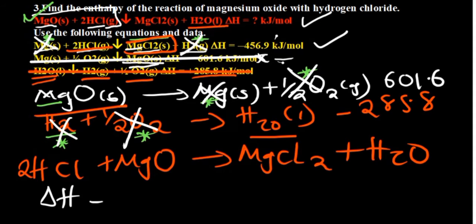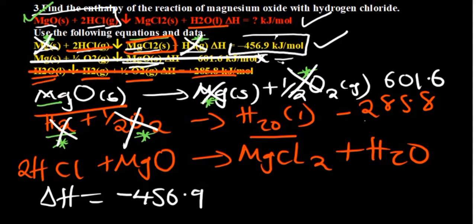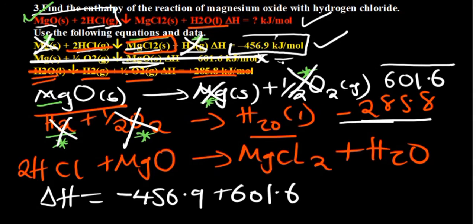So we can now get the piece of information that we came up with. In the first one, it was maintained because we didn't reverse it, so it's negative 456.9. This one, we reversed it, so the sign became positive. This one was also reversed, so from positive it became negative, so it's negative 285.8. So get a calculator now and punch. We see what we're going to have as our answer.